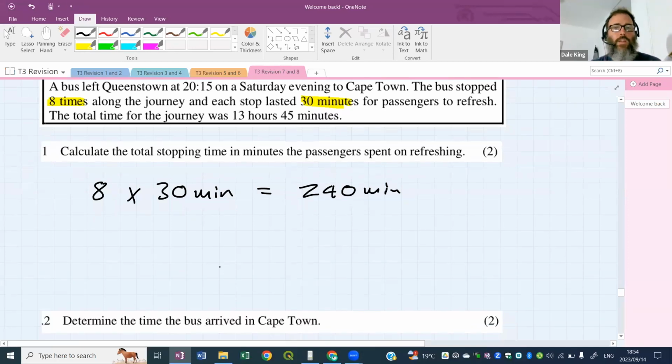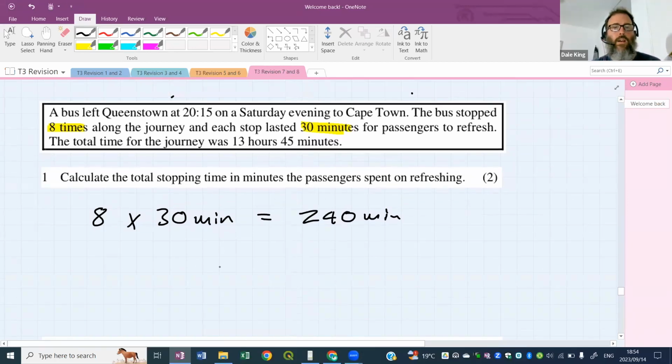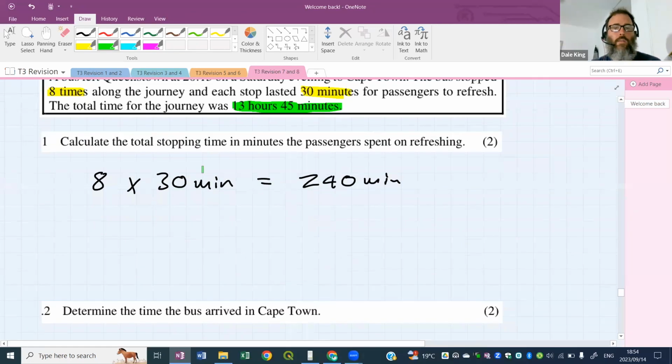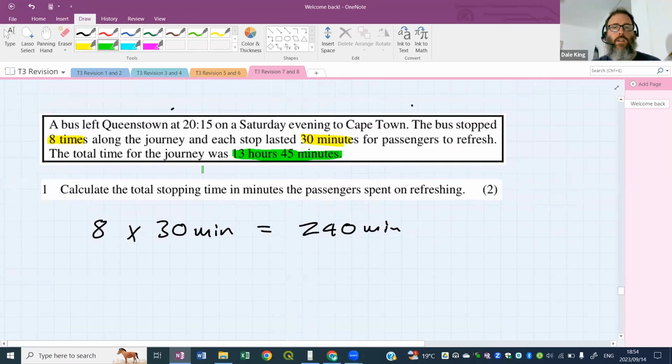Determine the time the bus arrived in Cape Town. Now, the total time of the journey was 13 hours, 45 minutes. So we don't even need to worry about the stoppage time because the total time for the journey is given to us. This is how long it took. It obviously includes the stopping time. To me, that includes everything. All right. It's 13 hours and 45 minutes. So now we need to work out the time the bus arrived in Cape Town.